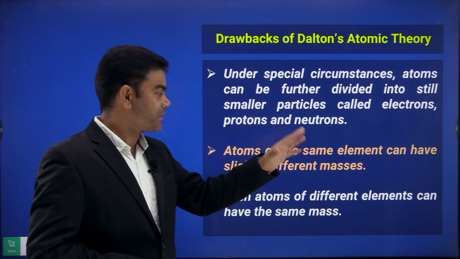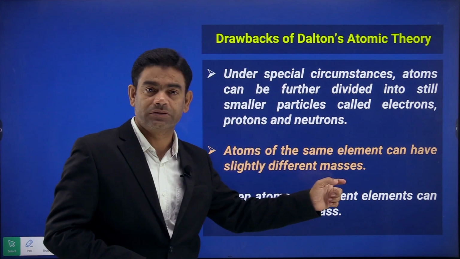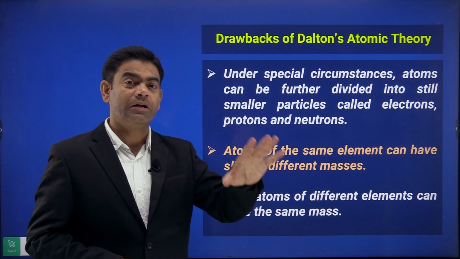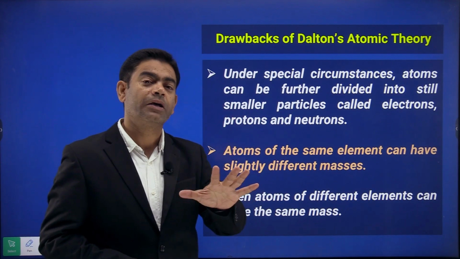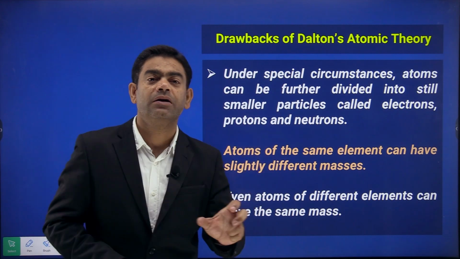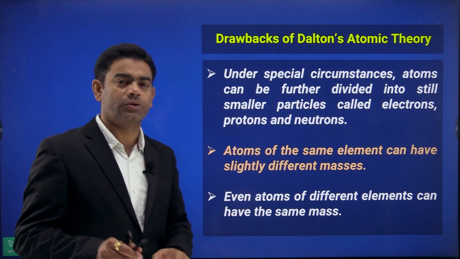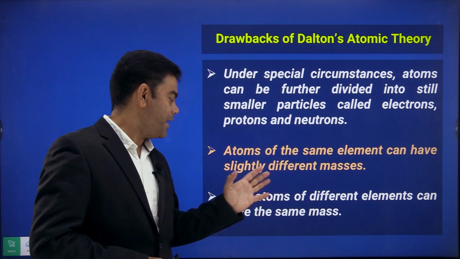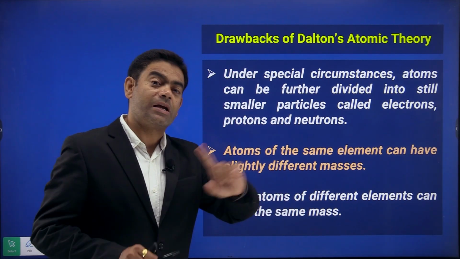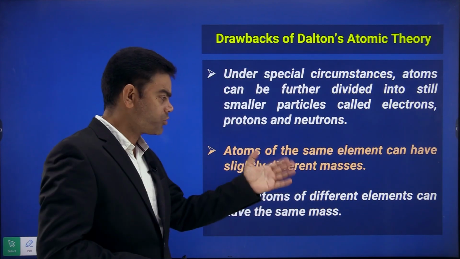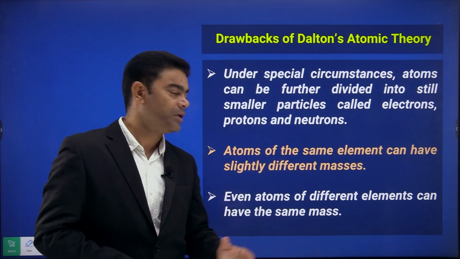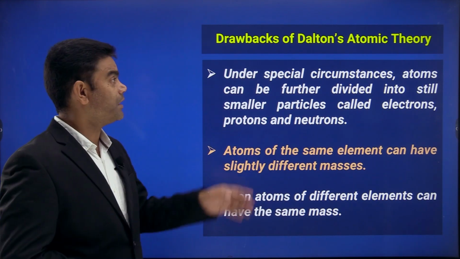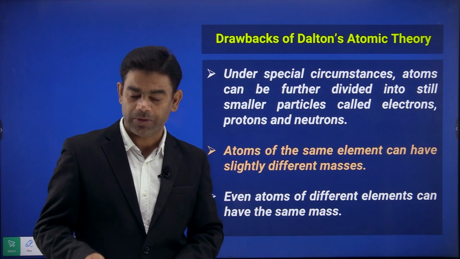Atoms of the same element can have slightly different mass. Atoms of the same element, what was that? Same element atoms are identical. Ab hume kya pata chala hai ki same element ke atoms hai but identical nahi hote hai kai baar. So this is called isotopes. We'll talk later about isotopes also. And different atoms can also have the same mass, isobars. So isotopes, isobars aage chapter mein aayega humare paas. So these were some of the exceptions over here, or you can say the drawbacks or limitations of Dalton's atomic theory. Okay.